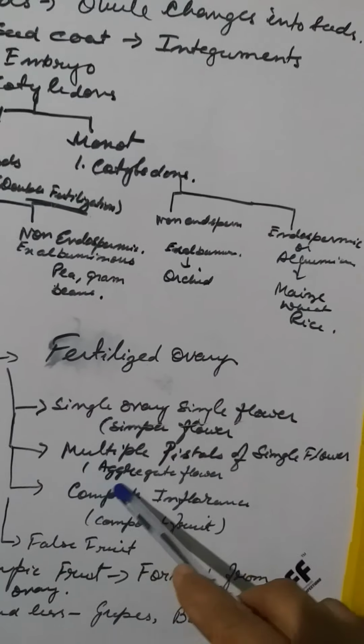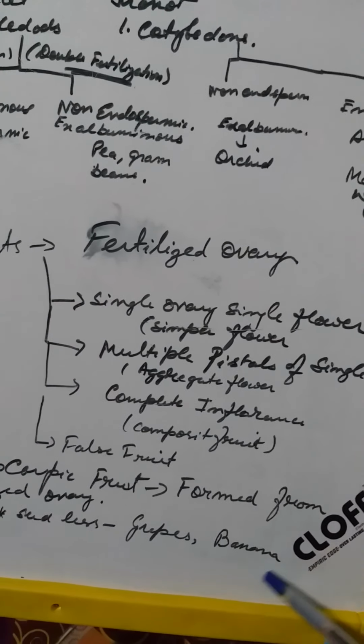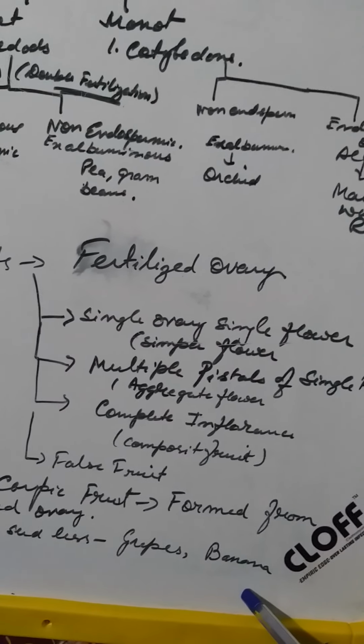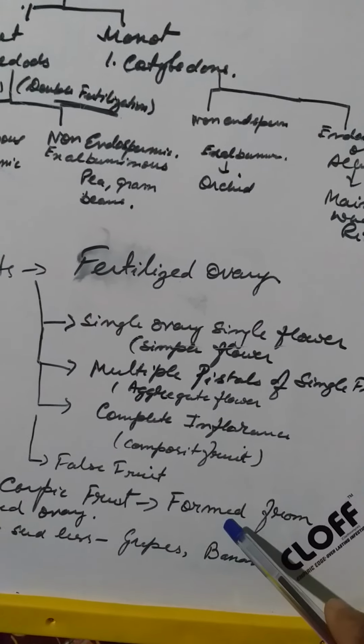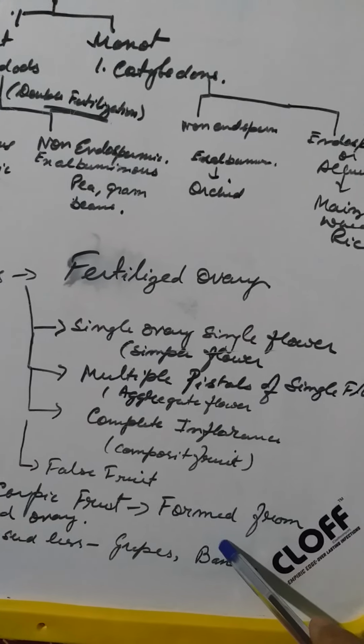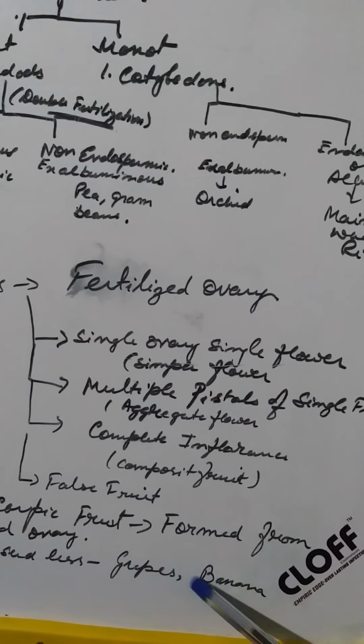Now another important topic is parthenocarpic fruit. What is parthenocarpic fruit? It is formed from an unfertilized ovary. That means parthenocarpy is basically a process in which the fruit develops from the ovary but fertilization is not there. For example, in natural parthenocarpy, we have the example of banana. Basically they are a seedless variety because seed is formed only if the male gamete fuses with the ovum and the polar nucleus. Only then will the seed be formed.